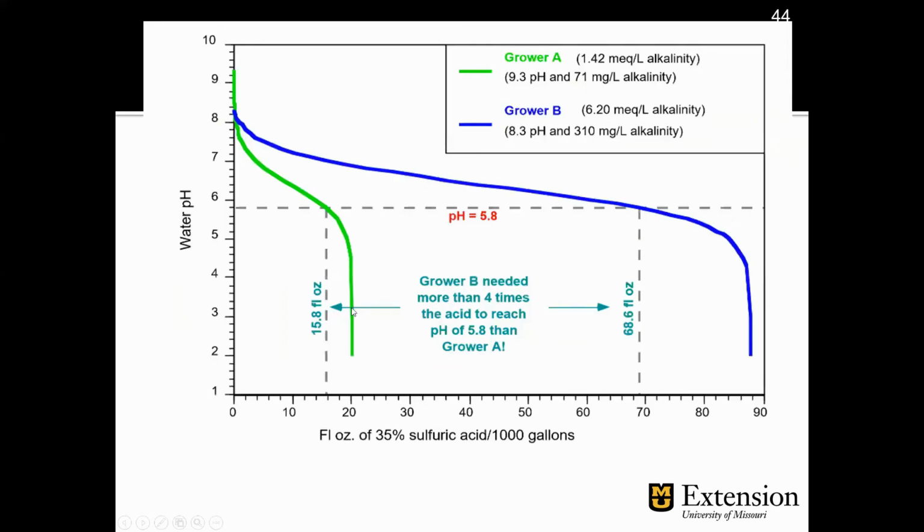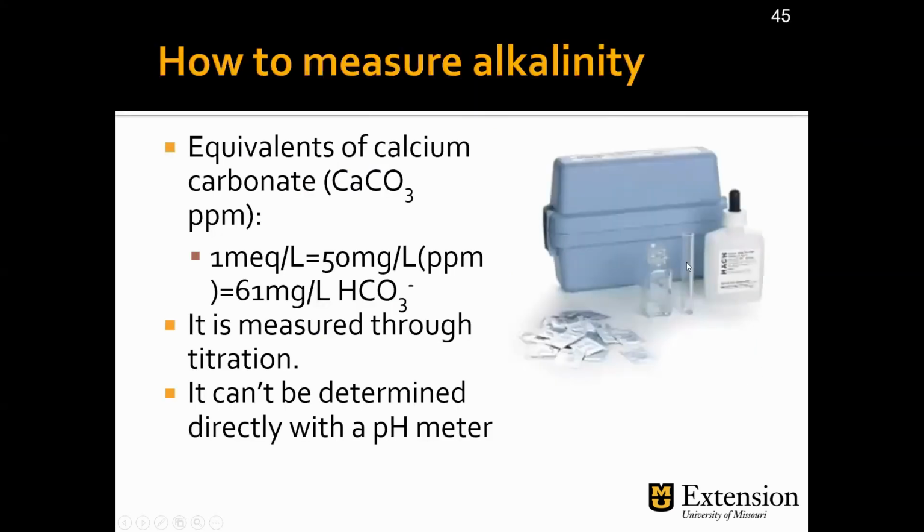And this is just a graphic example of this. Here you're adding different ounces of sulfuric acid on the horizontal axis, and here's the pH change on the y-axis. If you just add this much acid here, you start to see a quick drop in the pH with this grower that has the lower alkalinity. And the grower that had the higher alkalinity needed more acid to lower the pH. So alkalinity is something that you cannot measure with a pH meter. You have to measure it through a kit, or send it to a lab.